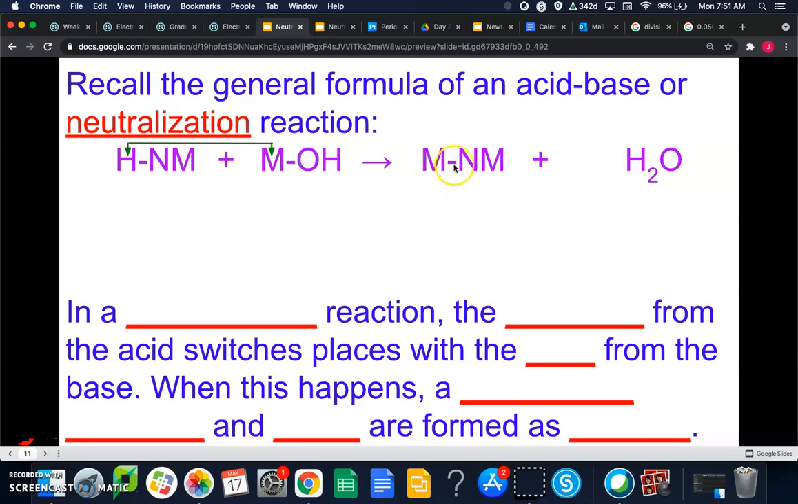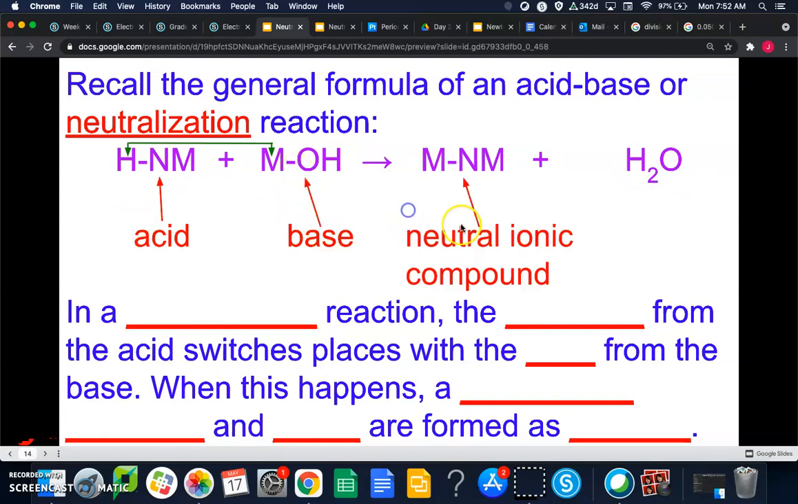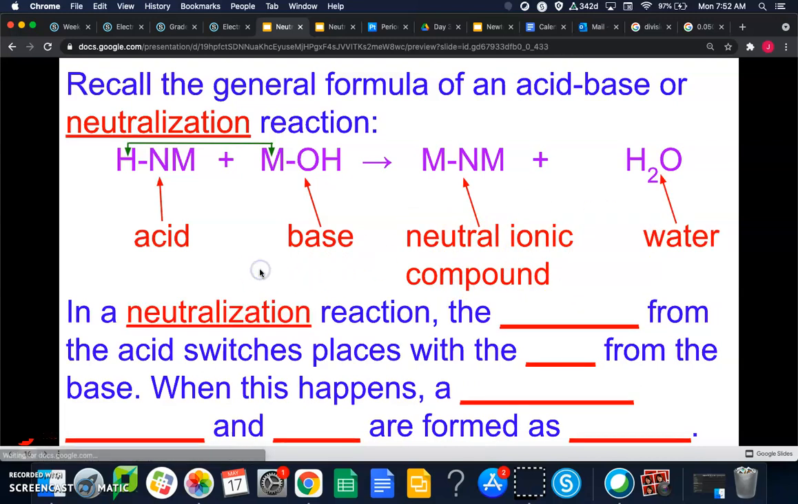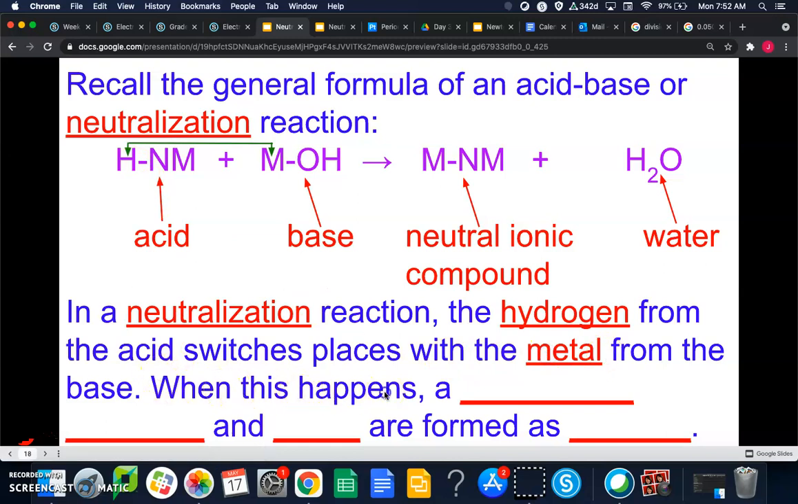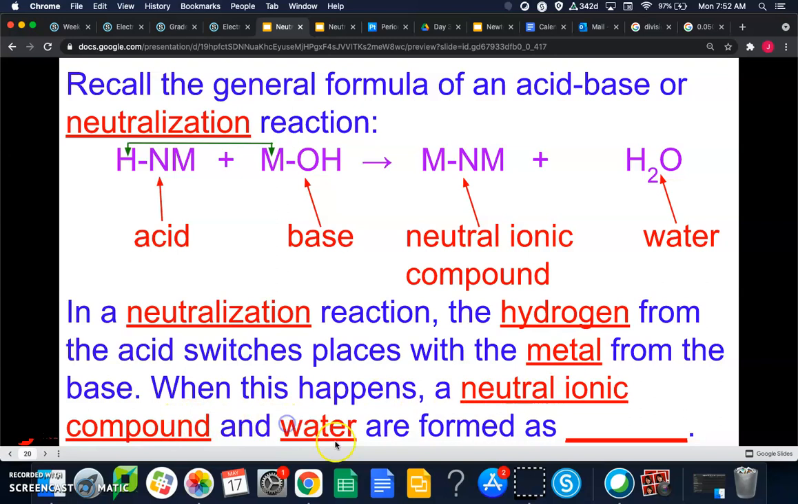The metal will pair with the non-metal, and so this metal is going to move over here and pair with the non-metal. We call that a neutral ionic compound. And then the hydrogen is going to move over here and pair with the OH and make H2O, or water. So we've got our acid that reacts with the base to produce a neutral ionic compound and water. So in a neutralization reaction, the hydrogen from the acid switches places with the metal from the base. When this happens, a neutral ionic compound and water are formed as products. So remember, the things on this side of the equation are called products.